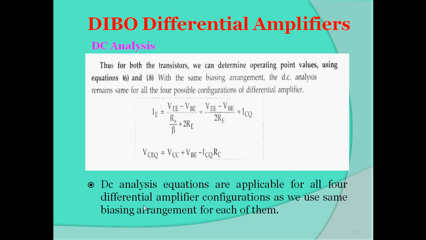So the 2 available quiescent points: theoretically IE is equal to VE minus VBE by RS by beta plus 2RE. Practically, we are approximating by neglecting this term, since minimum resistance will be available. It is VE minus VBE by 2RE, which is written as ICQ. VCEQ is VCC plus VBE minus ICQ into RC. So these DC analysis equations are applicable for all 4 differential amplifier configurations, as we use the same biasing arrangement for each of them.